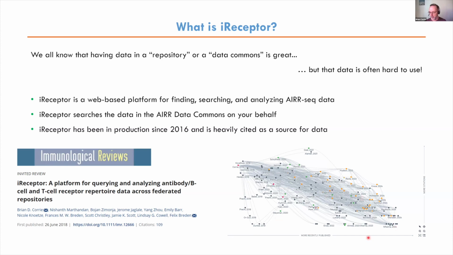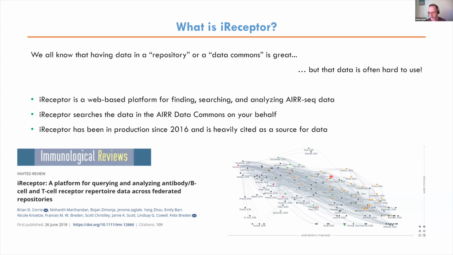The x-axis is time, the y-axis is number of citations on a log scale. And you can see the iReceptor paper itself is pretty highly cited. These green dots are all actually COVID-19 papers. So the COVID-19 papers are very, very highly cited, of course, as you would expect. And they all cited iReceptor as a place where they got or stored their data.